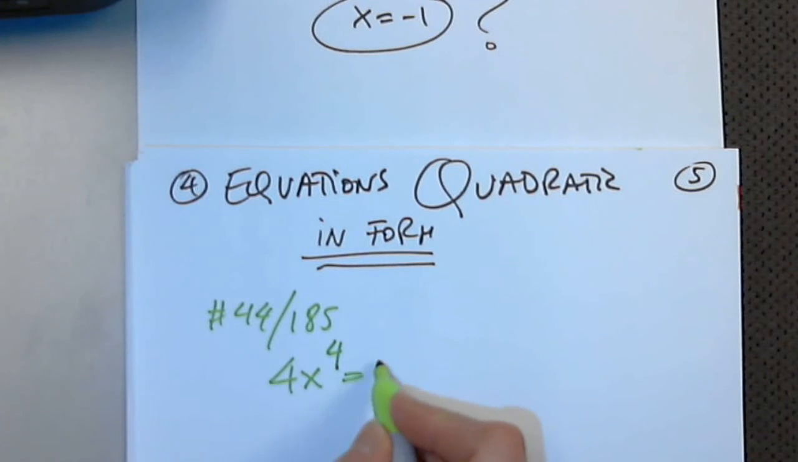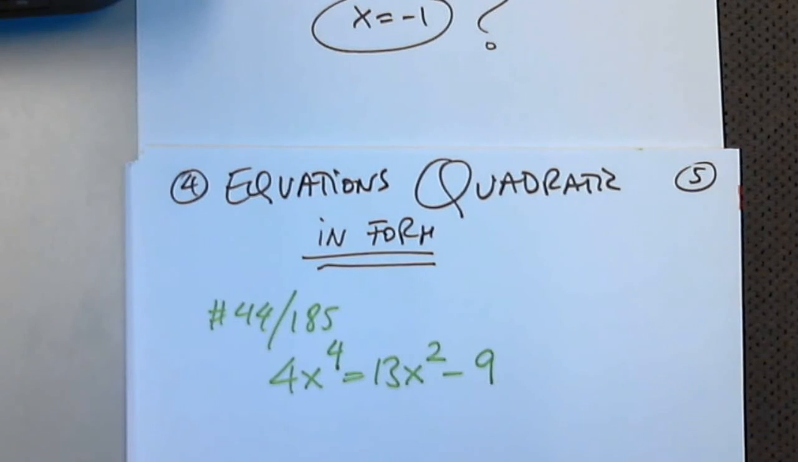4x to the 4th equals 13x squared minus 9. So let's look at this. First I'm going to ask you what is the degree, because that will tell us exactly how many solutions we are looking for. So what is the degree? 4. We are looking for 4 solutions. What should I do? Awesome. Good. So what do I write?